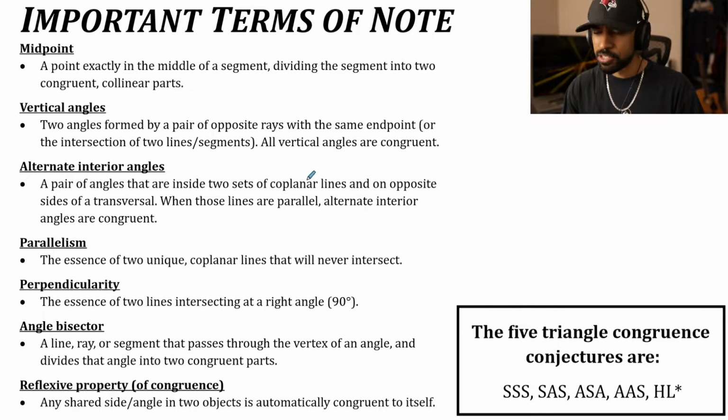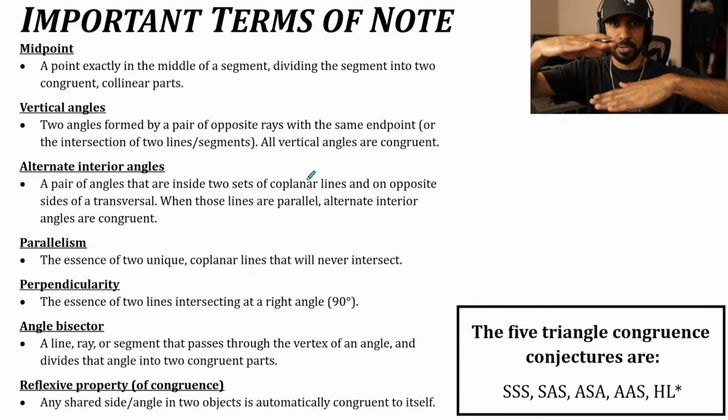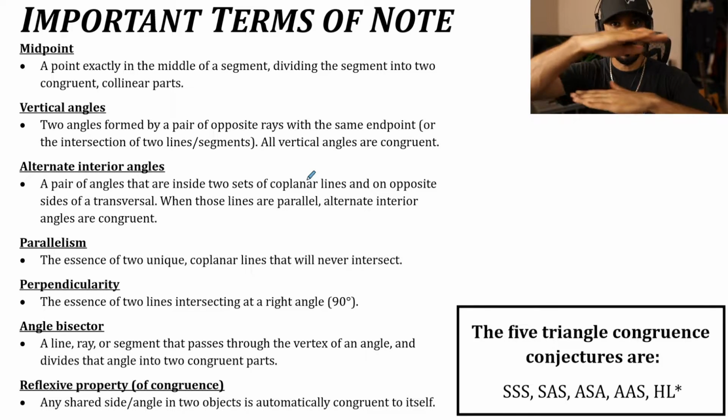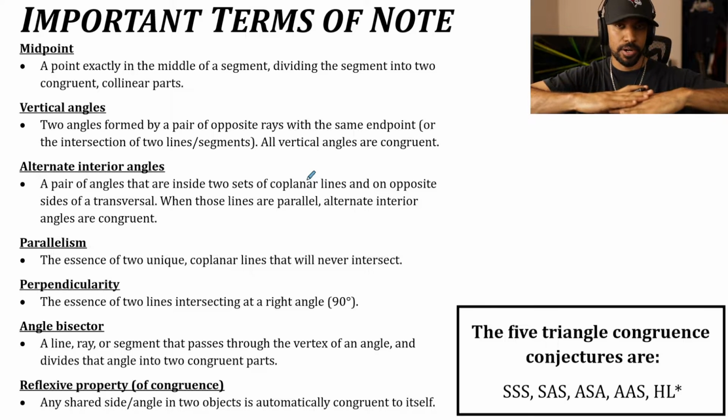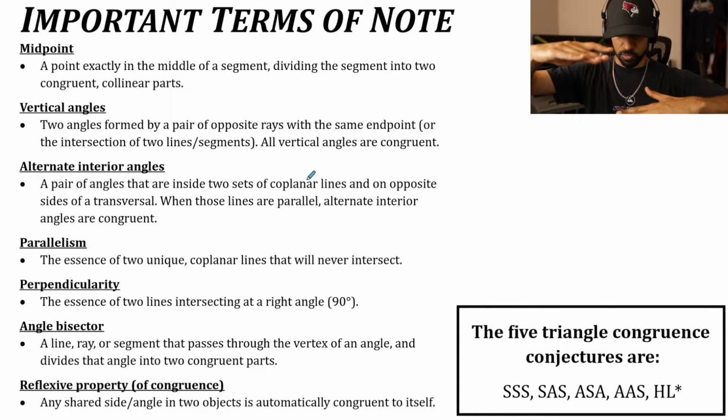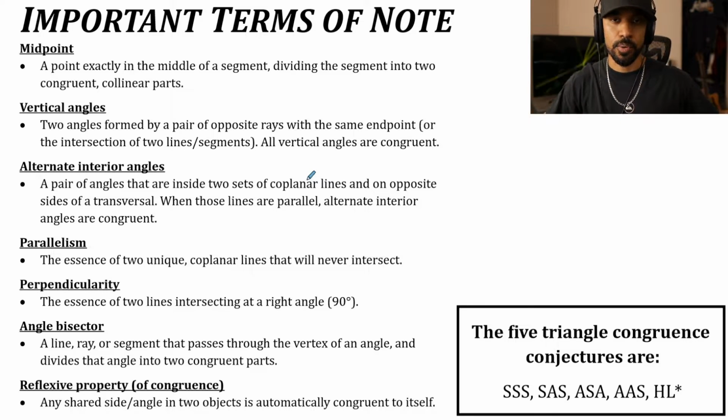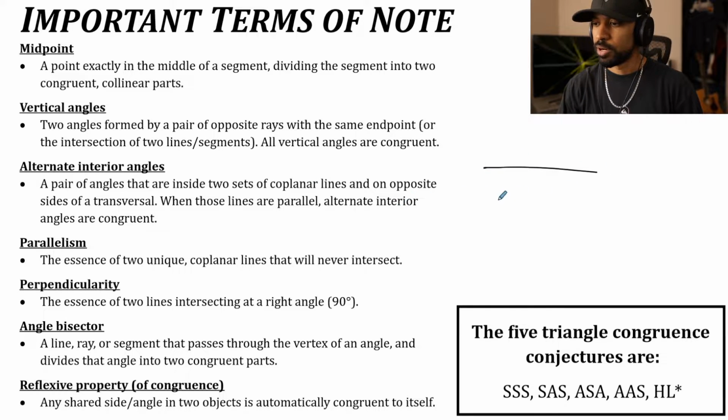All right, what are parallel lines? They're lines that never intersect because they're on the same plane and they run in the same direction, but they're unique lines. So instead of being right on top of one another, they're separate. They never intersect, even if they went on forever. So two parallel lines like that.